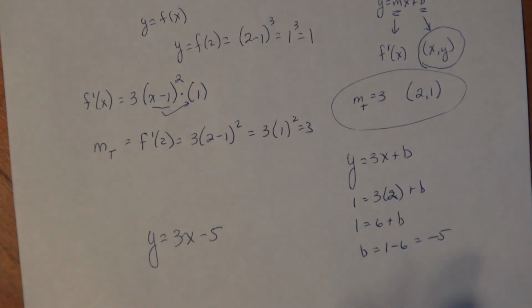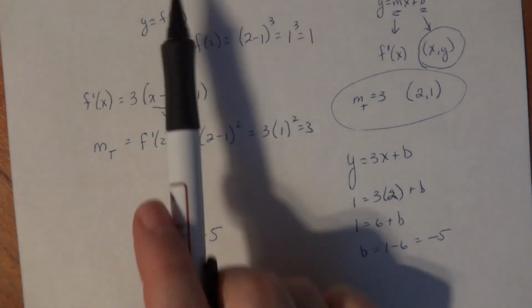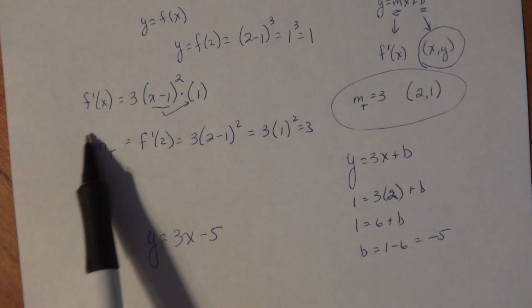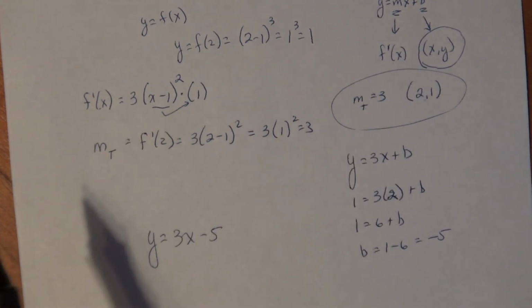And again, the pattern that we use here is the same all the time. We use the original function to find the point that the line goes through, and we use the derivative to find the slope of the tangent line every single time.